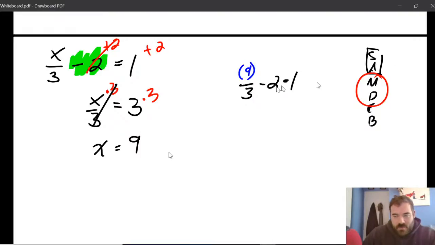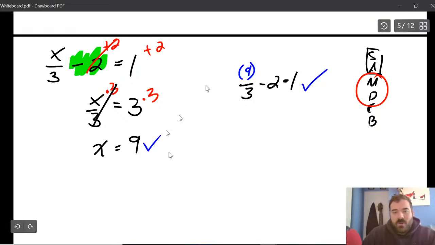So now I don't follow SAMDEV, I follow my math rule as normal. So 9 divided by 3 gives me 3 minus 2 is 1. Perfect, that works. I've double checked my answer and I know I'm getting full marks.